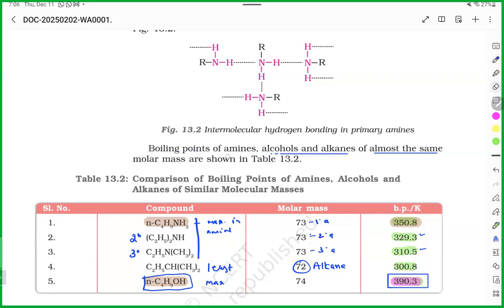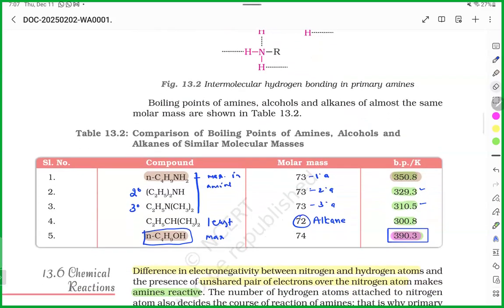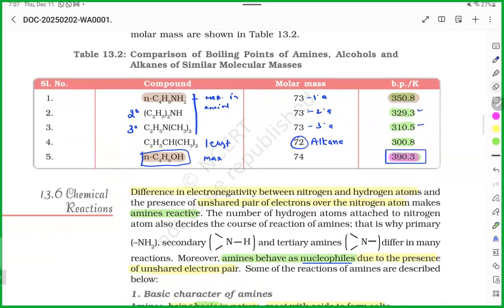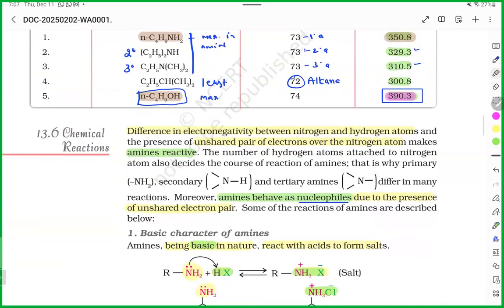So this statement is wrong. No, not wrong. It's just given for the same molar mass, right? But remember, maximum for alcohol, then primary, secondary, tertiary, and minimum for the alkane. Very important. Understood? Any doubt, guys? No, sir. Anybody have doubt in this? No, sir. Good.